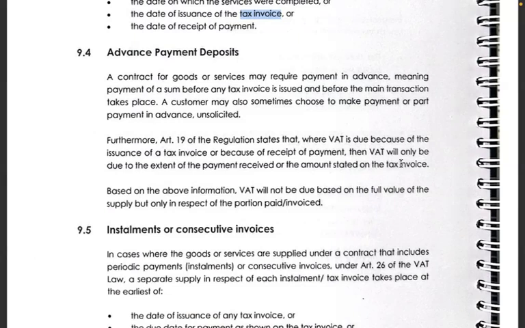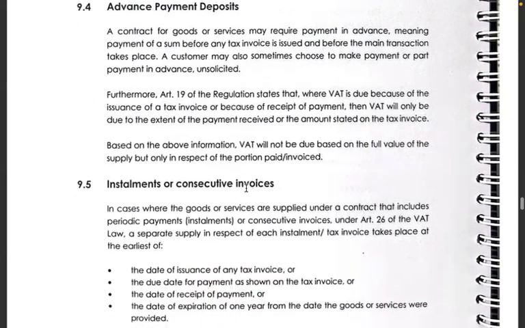If there is a tax invoice and an amount is stated on the tax invoice, whatever amount is stated on the tax invoice will be considered and reported in the VAT return. Based on the above information, VAT will not be due based on the full value of the supply, but only in respect of the portion paid or invoiced. That's a key point for us to understand.